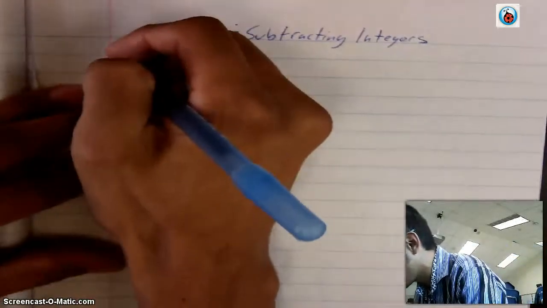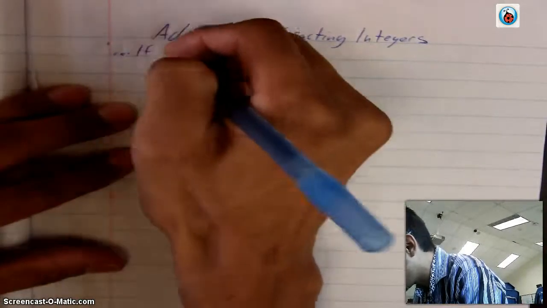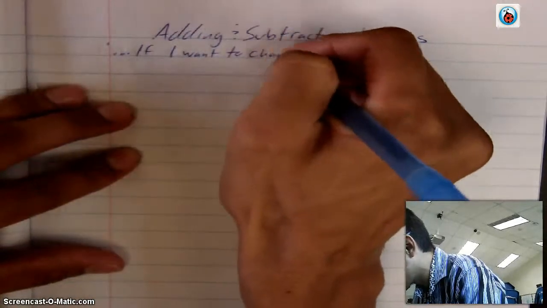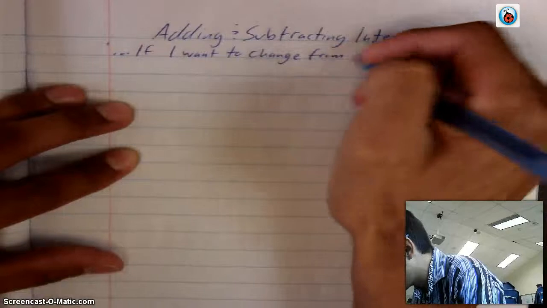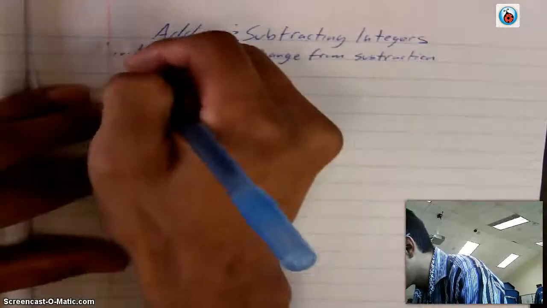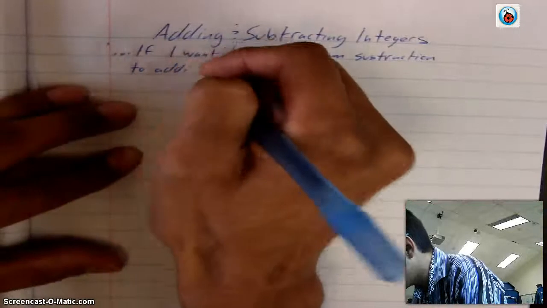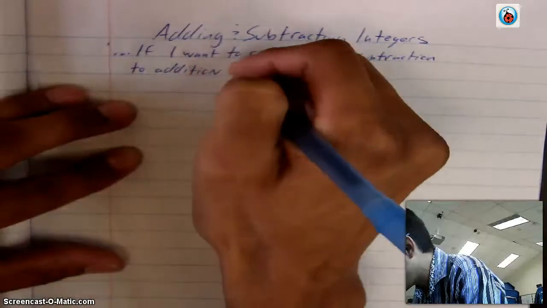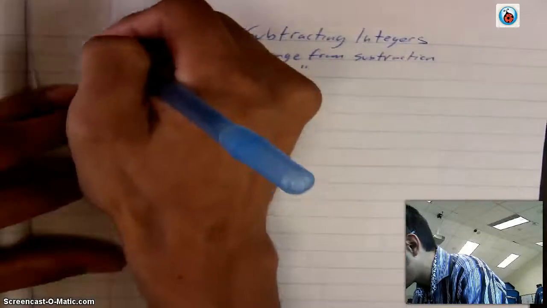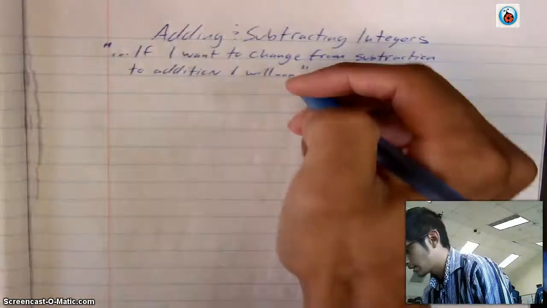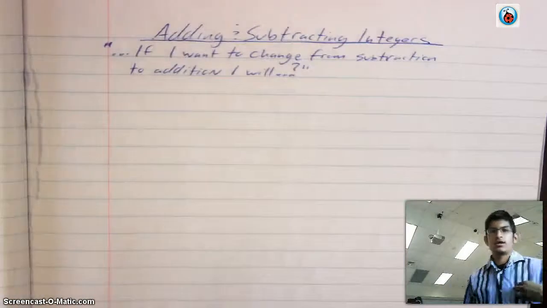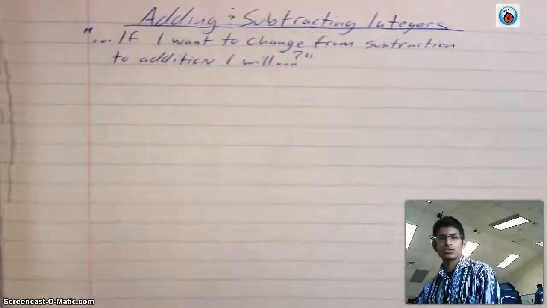Here's the question we're looking for. If I want to change from subtraction to addition, I will blank blank blank. I'm hoping that you can answer that question for yourself at the end of this video. That's the goal of this: how can you change from subtraction to addition?